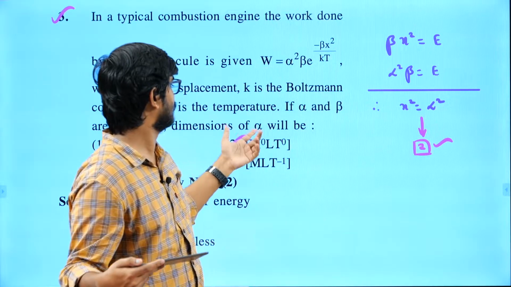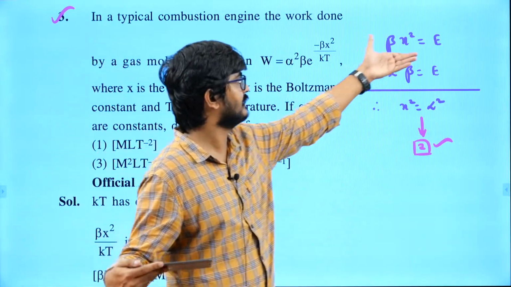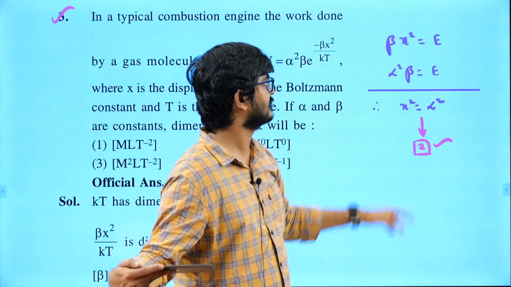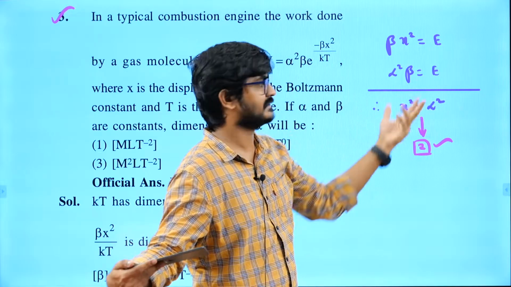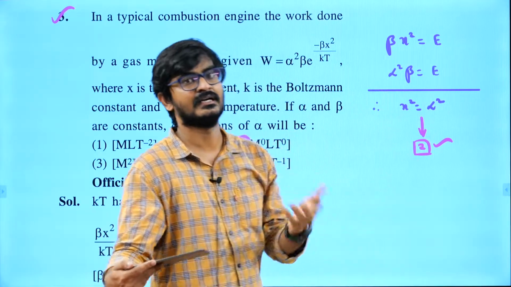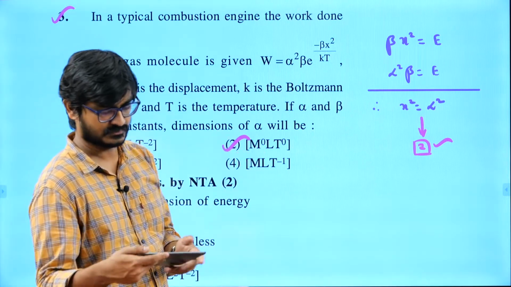Now what I need to find is the dimensions of alpha. I don't need the dimensions of beta. So what I can do is divide so that the beta dimensions get cancelled. So x square by alpha square will be equal to no dimensions, energy by energy will be 1. So x square dimensions will be the same as alpha square dimensions, right? So from there we will be getting option 2.